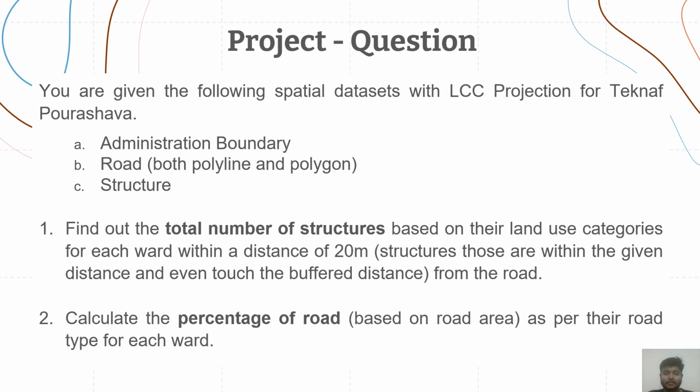So now let's talk about the practical project. We can see the question here. The question is, you are given the following spatial datasets with LCC projection for Teknaf Pourashova, which includes administration boundary, road, both in polyline and polygon, and structure. Our first question is, find out the total number of structures based on their land use categories for each ward within a distance of 20 meters. Structures, those are within the given distance and even touch the buffer distance from the road.